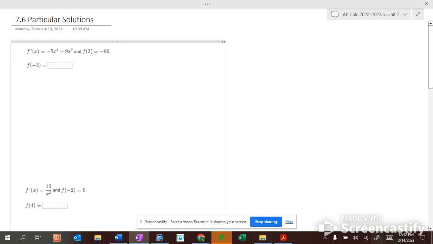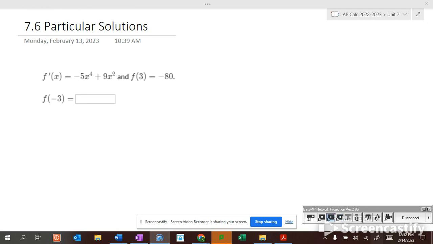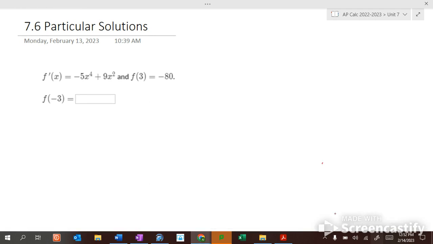Okay, particular solutions. Because we just did general solutions before lunch. And now we're going to do particular solutions. So, when you have a first derivative, how do you find f of negative 3? Well, what you do is you take your first derivative and integrate both sides. Okay? What's the integral of this? Negative x to the 5th.